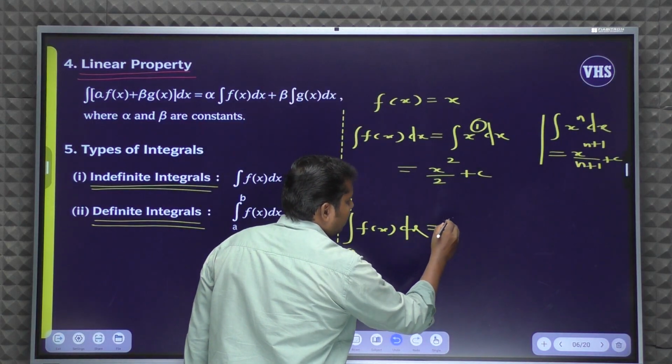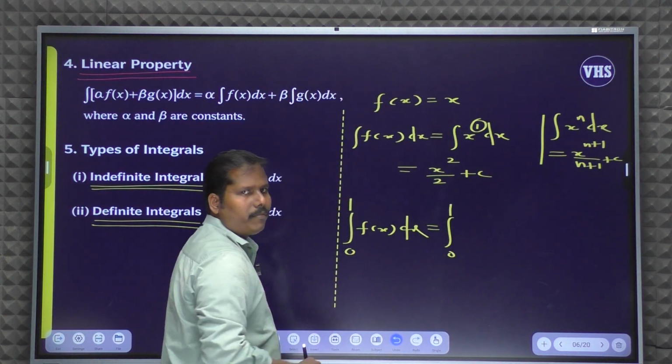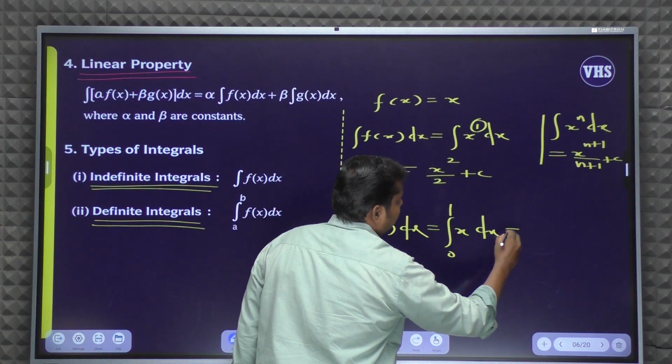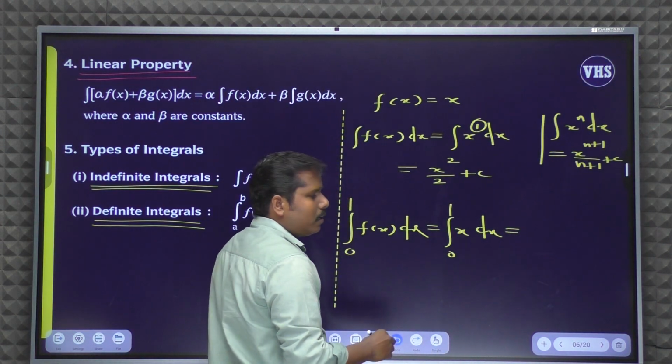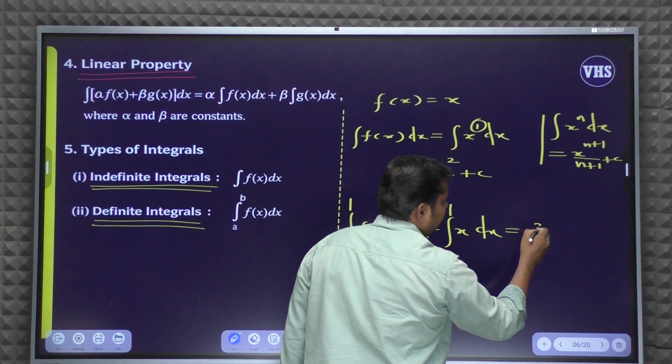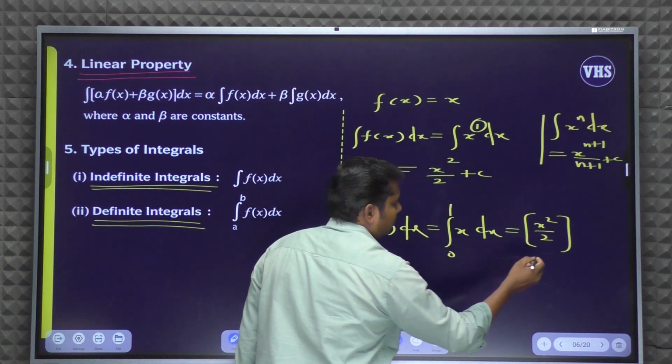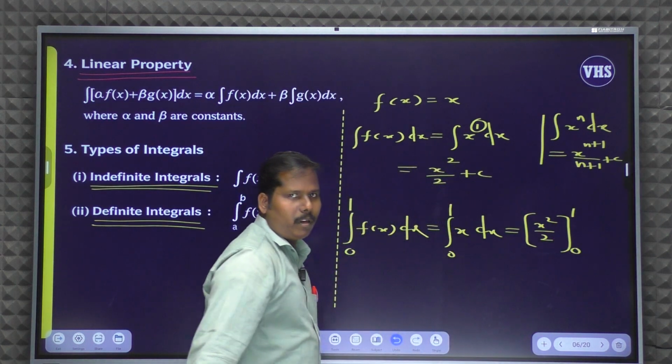And this is nothing but integral 0 to 1. What is f of x here? X into dx, which is nothing but, what is integral of x? X square by 2, as we have done in the previous case, x square by 2. Then you have to put the lower limit and upper limit. Lower limit 0, upper limit 1.